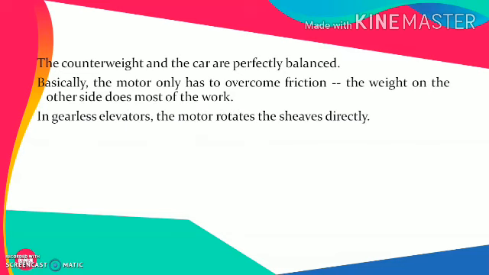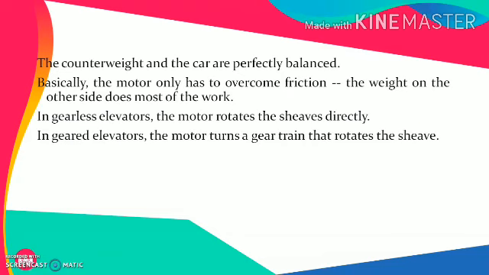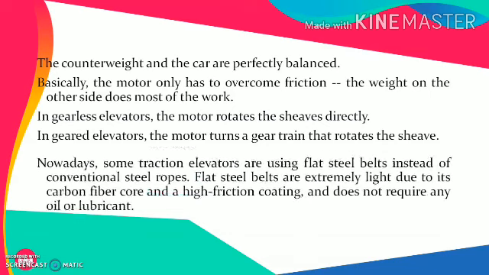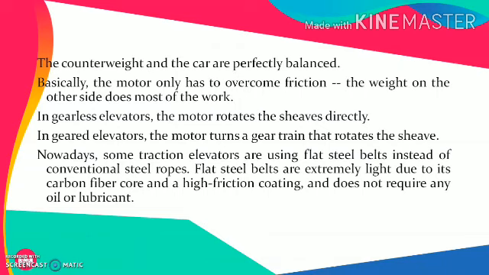In gearless elevators, the motor rotates the sheave directly. In geared elevators, the motor turns a gear train that rotates the sheave. Nowadays, some traction elevators use flat steel belts instead of a conventional steel rope. Flat steel belts are extremely light due to their carbon fiber core and high friction coating, and they do not require any oil or lubrication.